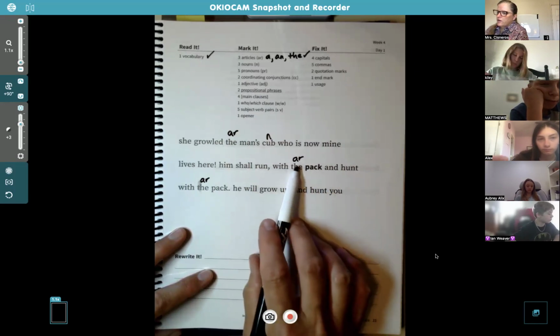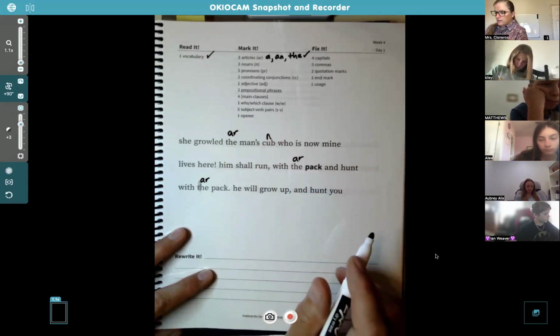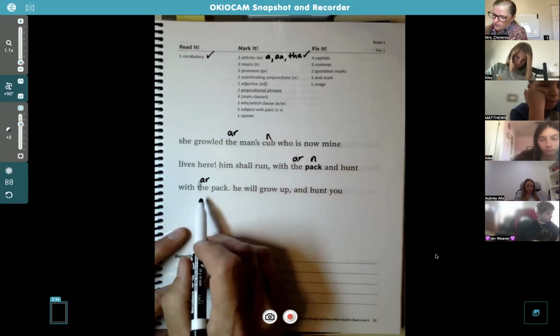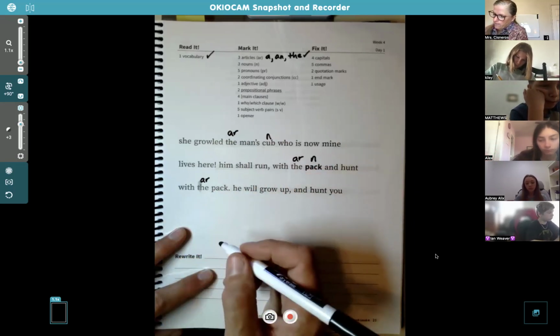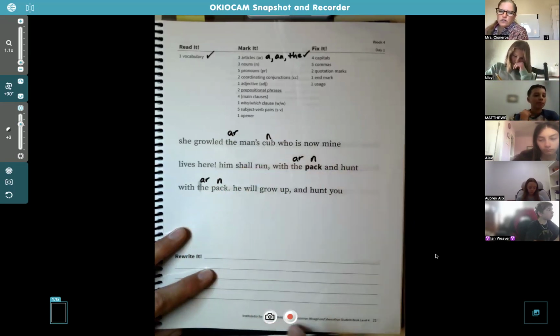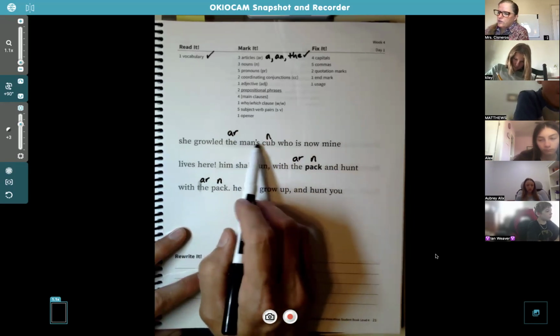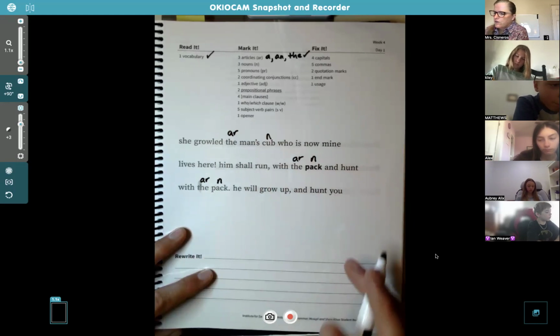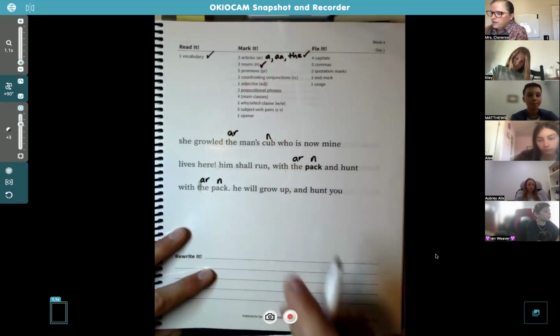So look at the articles, the. It's going to mean that there's a noun coming right after. Pack is one, and then there's one here too. Pack again. So that's your clue. When you see an article, you know a noun is coming. Here we've got an adjective in between the article and the noun, but that's something to always remember: when you see an article, the noun is near.